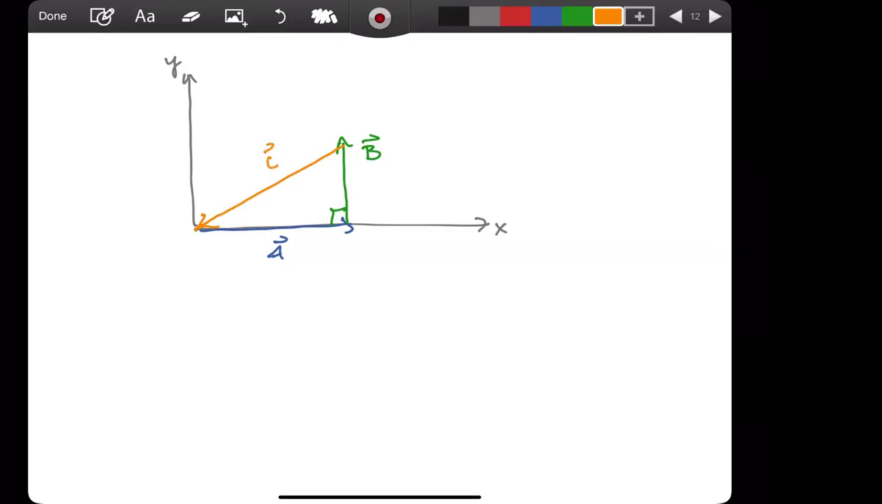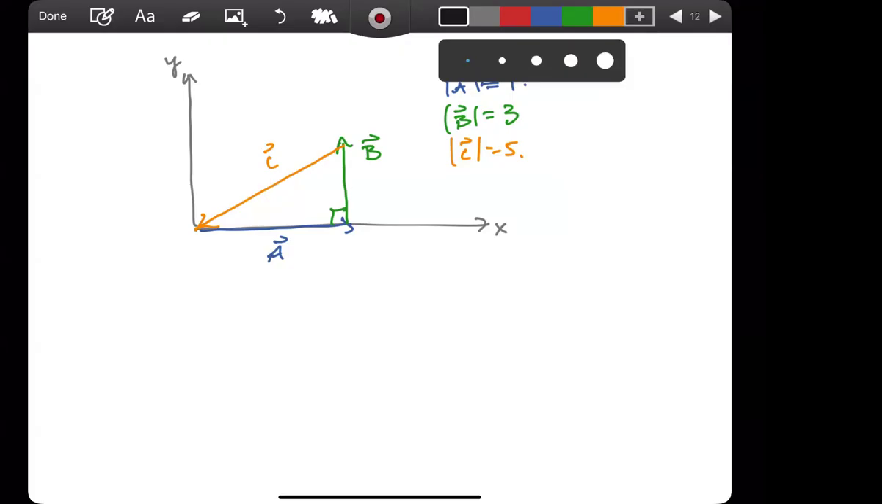Now, what we also know, or at least what we're told in the problem here, is that the magnitude of A is equal to 4. So it's 4 units long, whatever that is. The magnitude of B is simply equal to 3. And then C has a magnitude of 5. That's a 3, 4, 5 triangle.